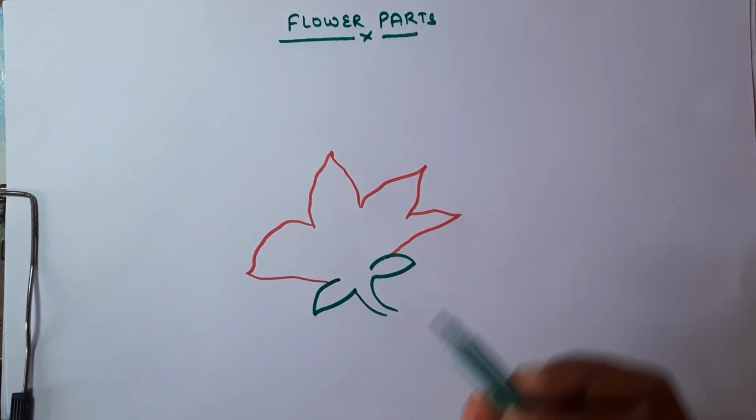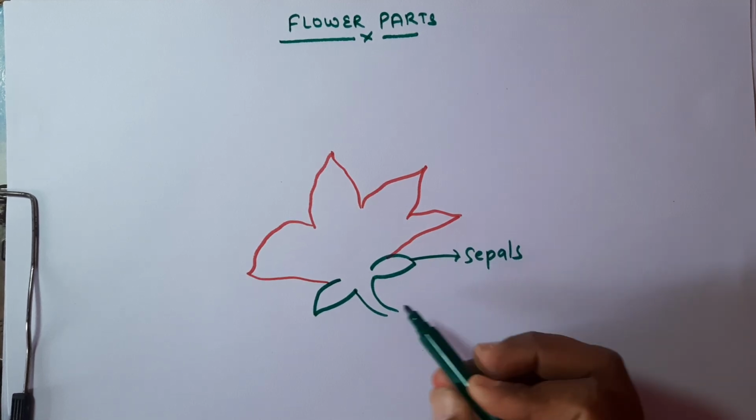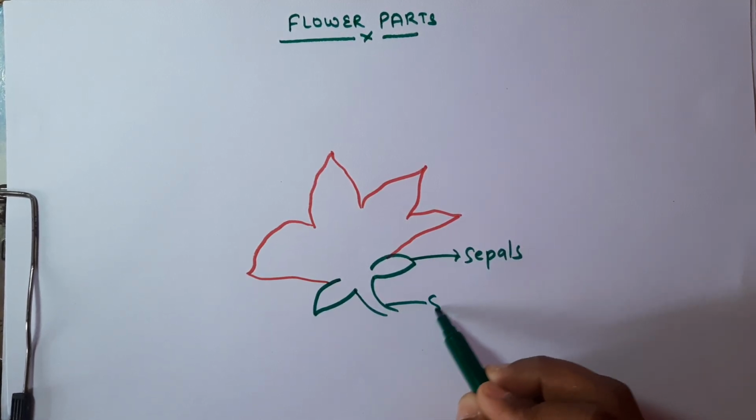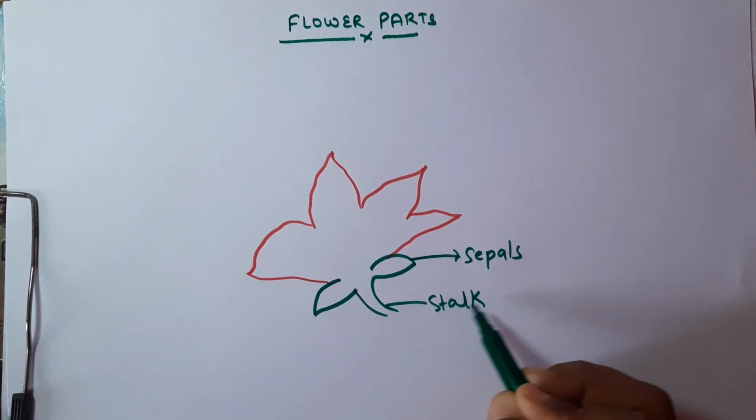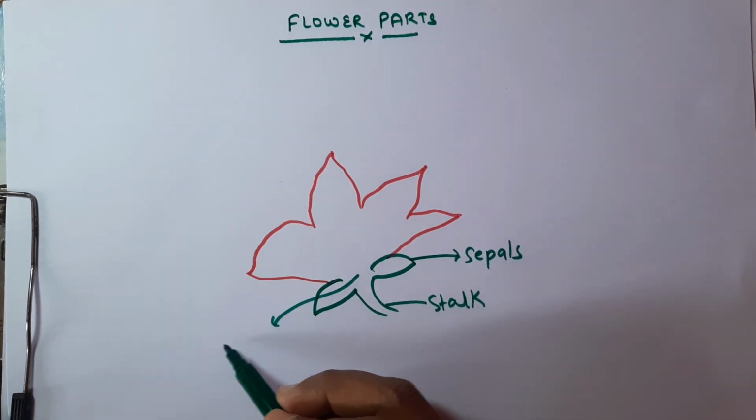Okay, so this green portion is known as sepals. Okay, this is the stalk, and the green portion where it is attached to the petal is known as receptacle.